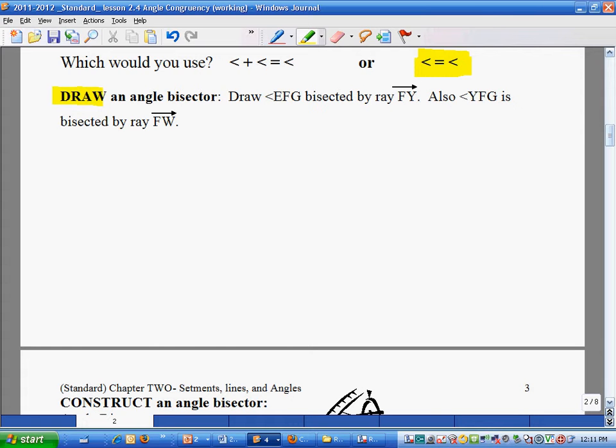It says draw EFG bisected by FY. YFG is bisected by FW. When you first finger track and read this, it may sound like you don't understand it. That's why you have to highlight and chunk it and take it a piece at a time. We're drawing an angle bisected by a ray, another angle bisected by a ray. One thing at a time.